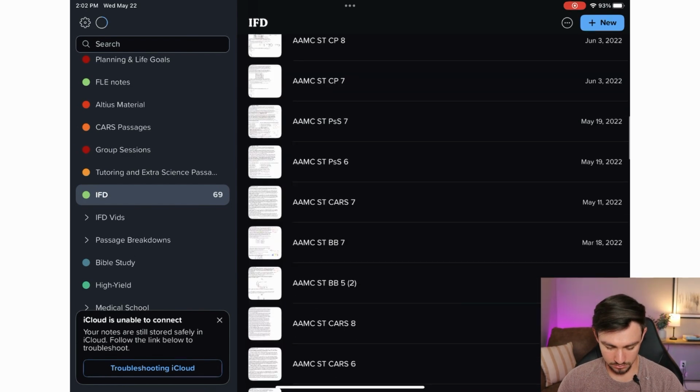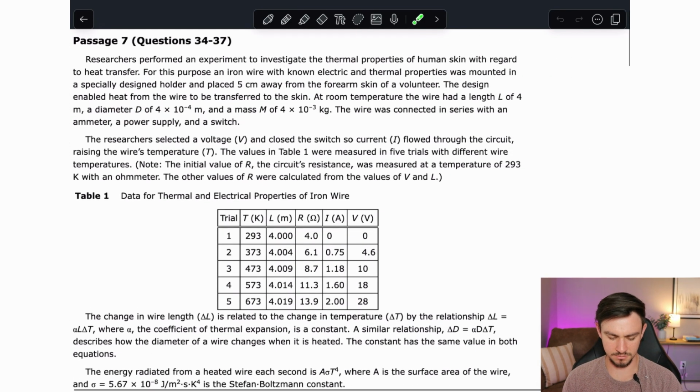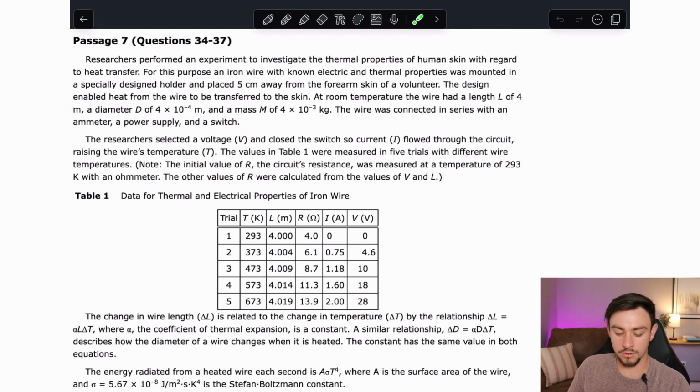We will, why not CP? That feels good. Oh gosh. We'll try it. Researchers performed an experiment to investigate the thermal properties of human skin with regard to heat transfer. For this purpose, an iron wire with known electrical and thermal properties was mounted in a specifically designed holder and placed 5 centimeters away from the forearm skin of a volunteer.